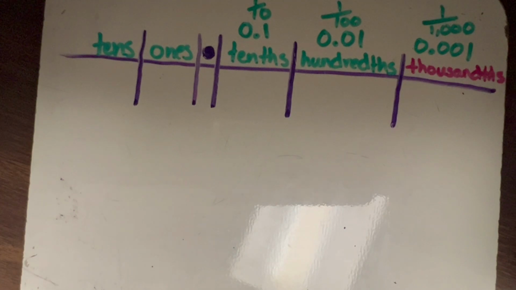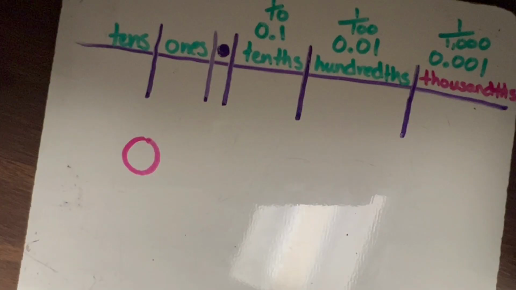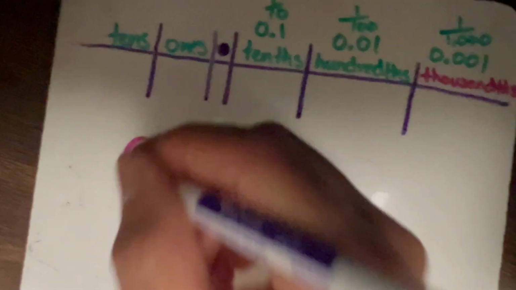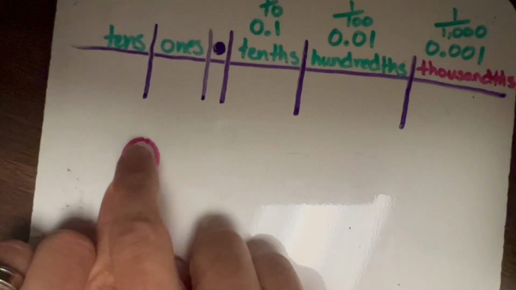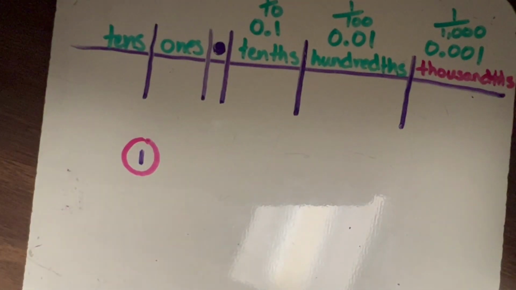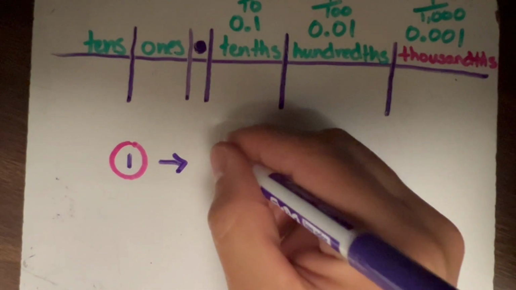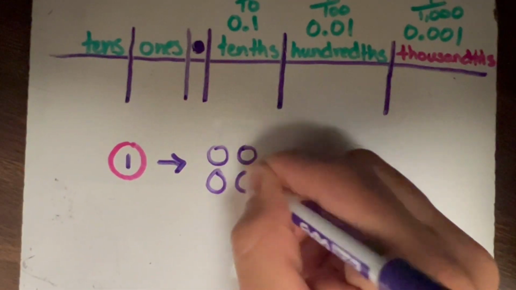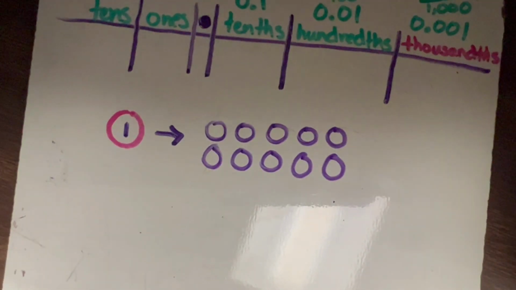And what I'm going to do is I'm going to draw a circle, skip a couple lines, and we're going to write a 1 inside of it. And that circle with a 1 represents one whole, like $1, okay? Then you're going to draw an arrow. And then you're going to draw 10 circles, but you're going to do 5 on the top and 5 on the bottom. So I'm going to do 1, 1, 2, 2, 3, 3, 4, 4, 5, 5. Go ahead and do that.